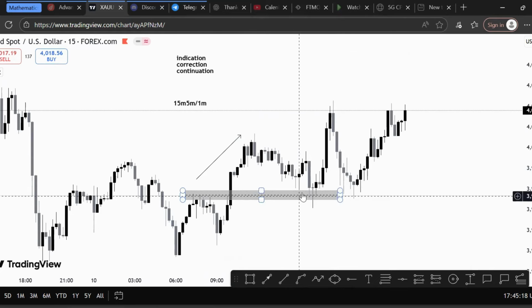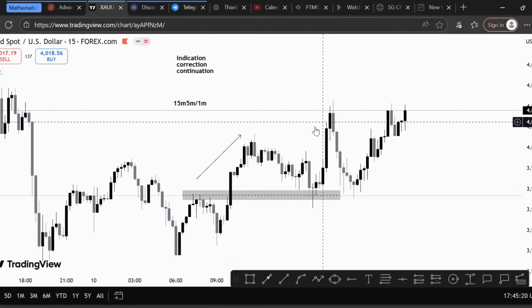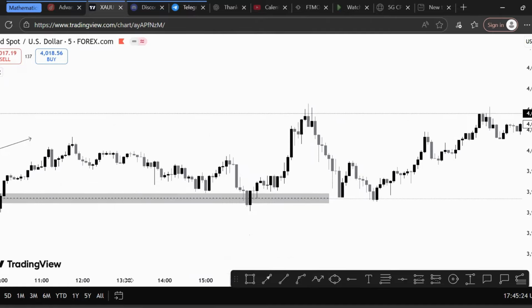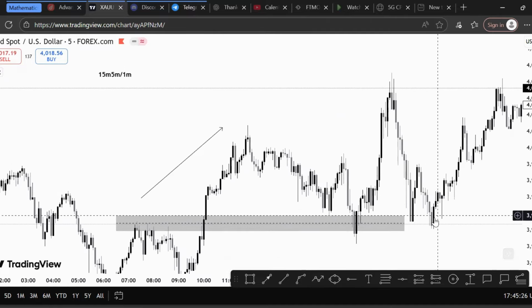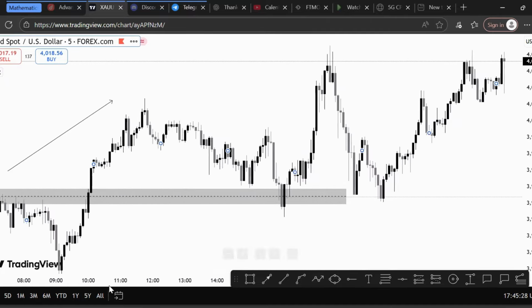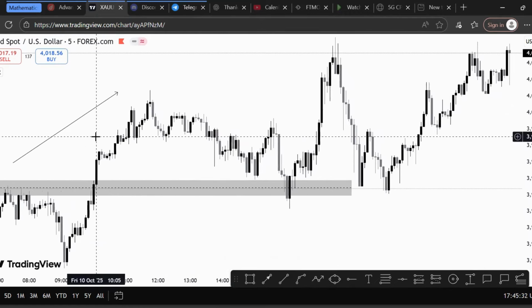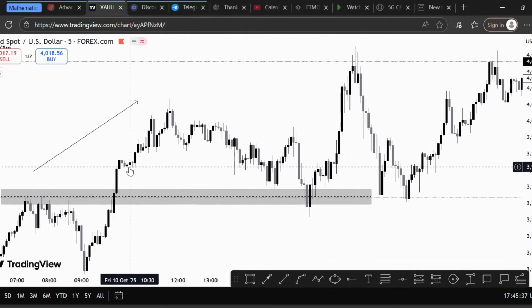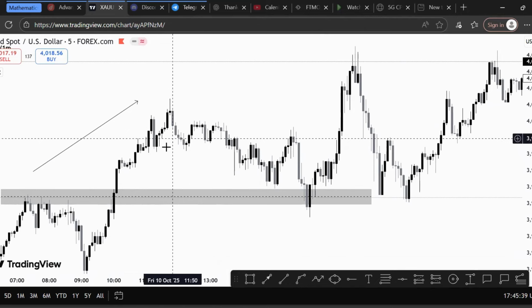Price corrected back, gave us this higher low, and then pushed to the upside. So I'm going to go down to 5 minutes because we need more information on how to take those trades, right? So I do speak about areas where you see price has been reacting off of. You're like, okay, I see price went up to give us that indication. Price gave us a high here, a higher low here, and then started to shoot to the upside.